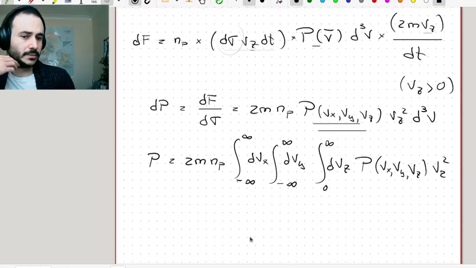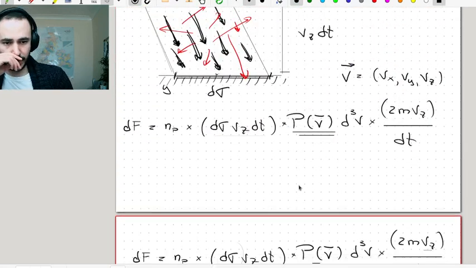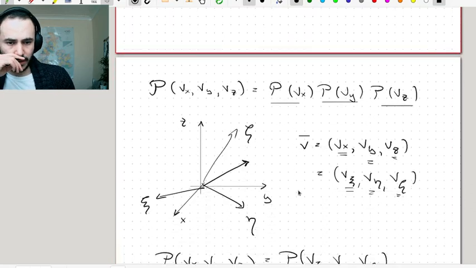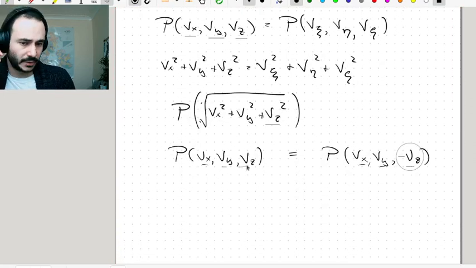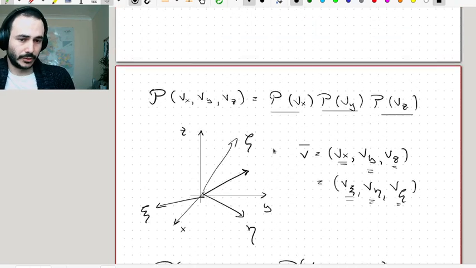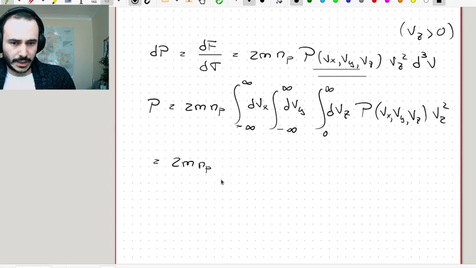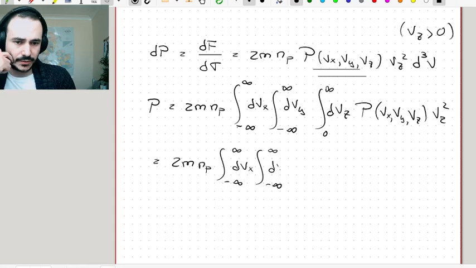Here we can do a little trick using this symmetry property that we learned. If I reverse the sign of the velocity in one specific component, the probability distribution is identical. It doesn't change because it really depends on the modulus. So I can use this to simplify this expression a little bit. Bear with me a second. I can write this as the integral from minus infinity to plus infinity dvx, the integral from minus infinity to plus infinity dvy.